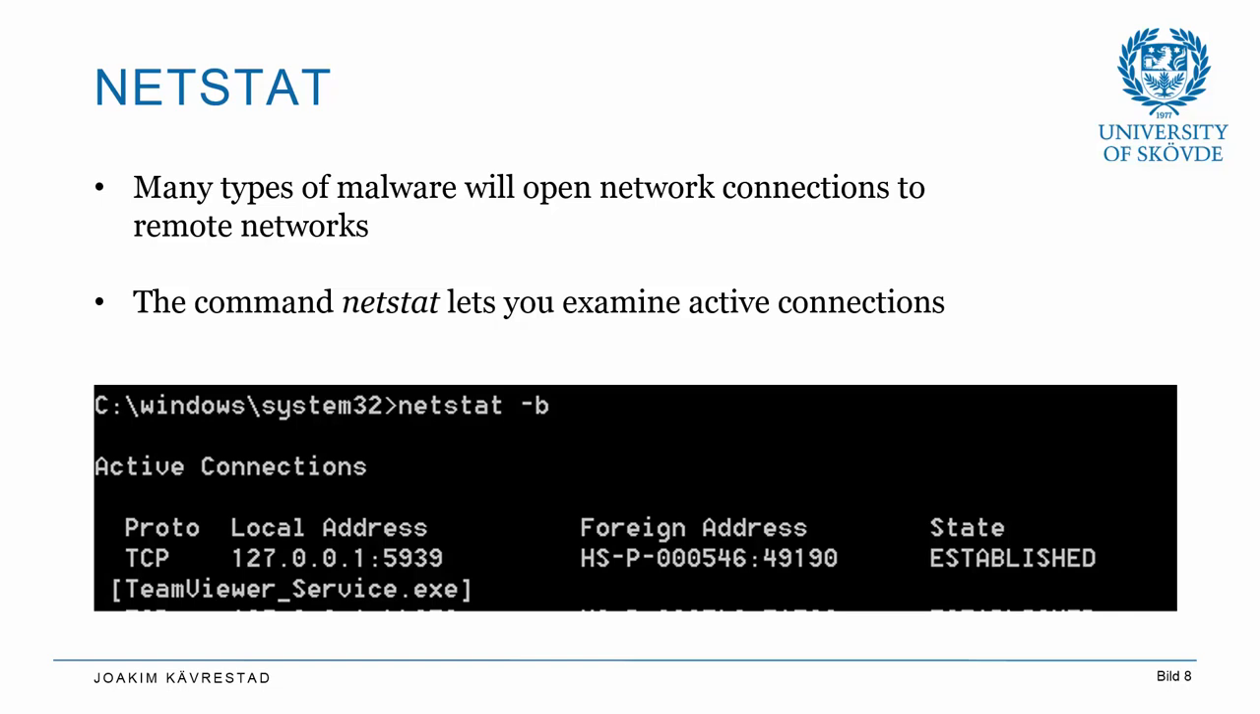So in the example here, I use NETSTAT -B on my own computer, and you can see that there is an established connection from my machine, which is the local address 127.0.0.1, and there is an established connection with some machine called HS-P- some number. And this is, of course, a tool you can use to verify and check what services have active connections and what services are listening. And if you use NETSTAT and you find that your computer is connected to weird IP addresses or using weird services, well, then that's a sign of infection.